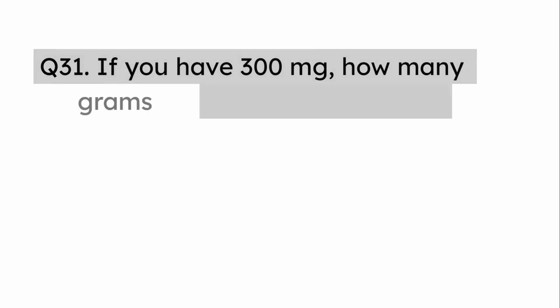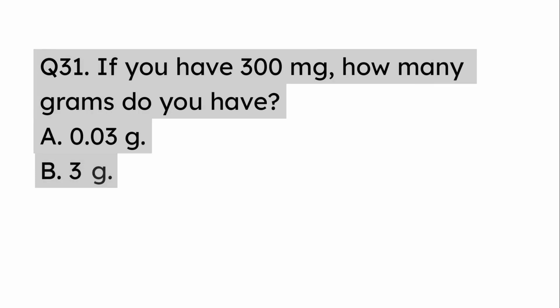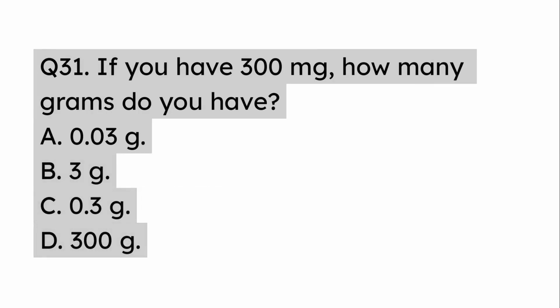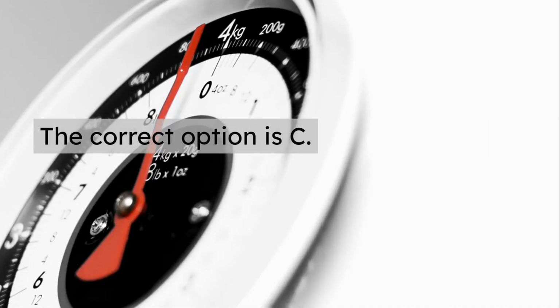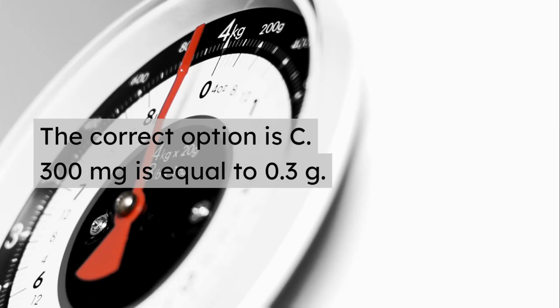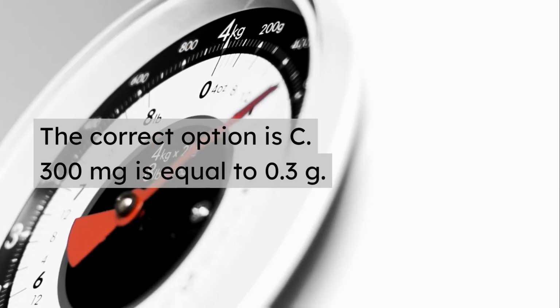Q31. If you have 300 milligrams, how many grams do you have? A. 0.03 grams. B. 3 grams. C. 0.3 grams. D. 300 grams. The correct option is C. 300 milligrams is equal to 0.3 grams.